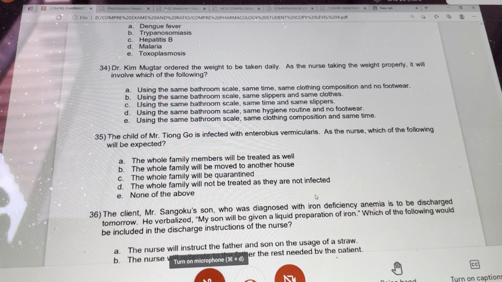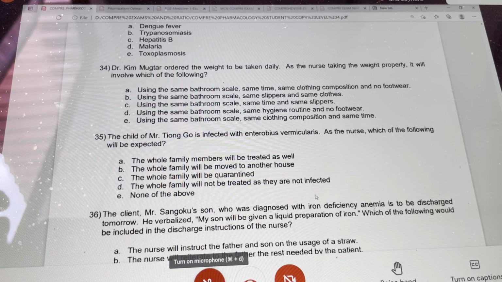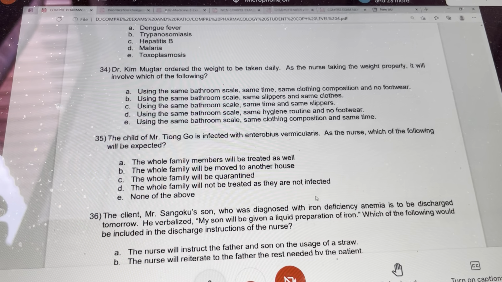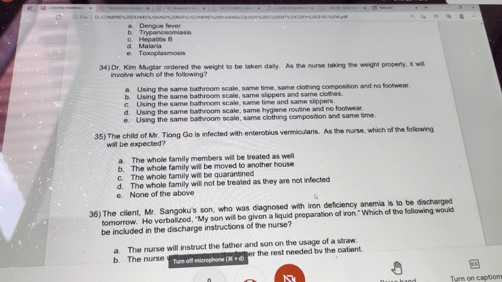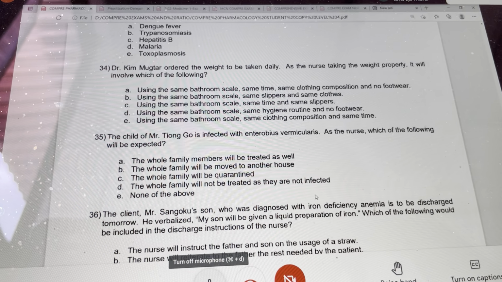Okay? So what is supposed to be expected if you are the nurse among all the 4 choices, except na yung none of the above? Okay, the 4 choices, mamili ka. Ano ang tamang sagot? The whole family will be treated. The whole family will be moved to another house. The whole family will be quarantined. Or the whole family will not be treated as they are not infected. Alpha. Okay, the correct answer is letter A.